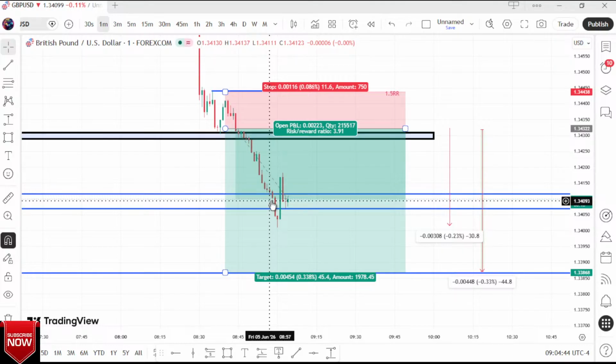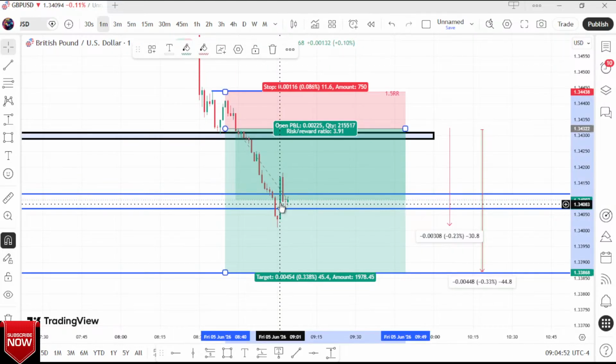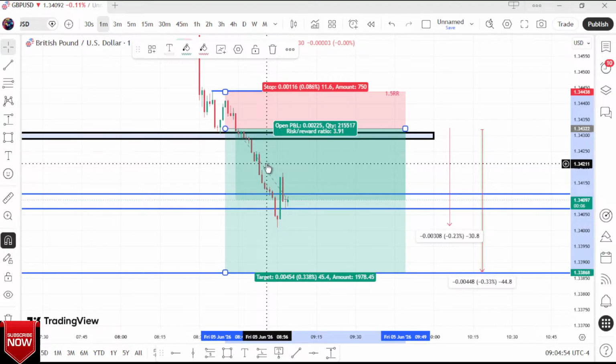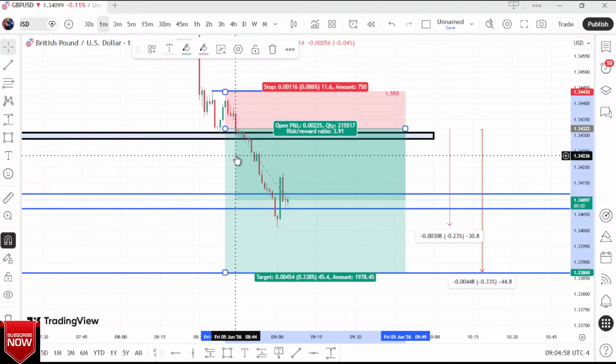Anybody who had been over leveraging, that's why I will tell you, use good risk management. Anybody who was over leveraging here, this upside move can scare you off, and if you're having a small account, you will have been taken out.